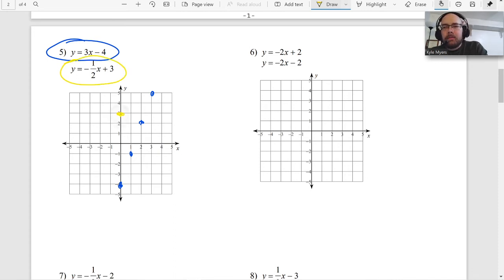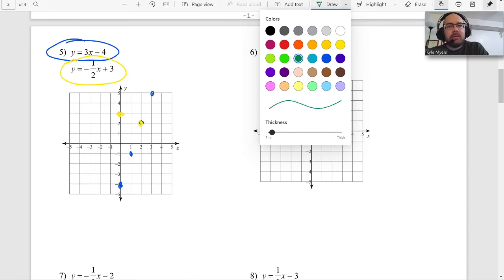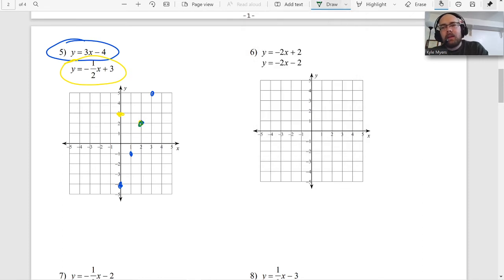Plus 3. Okay, and then we want to go down 1 and right 2. Ah, there it is. Found the answer. Boom. There it is. 2, 2.